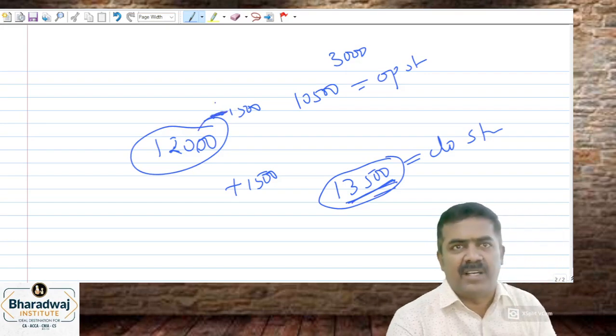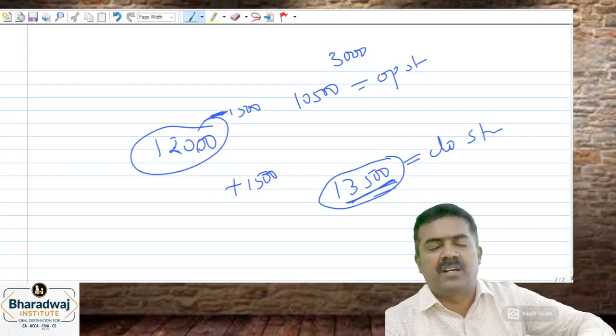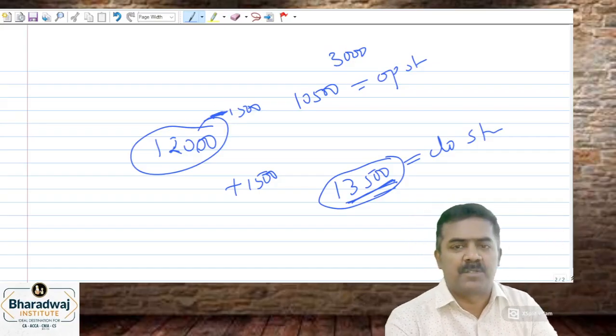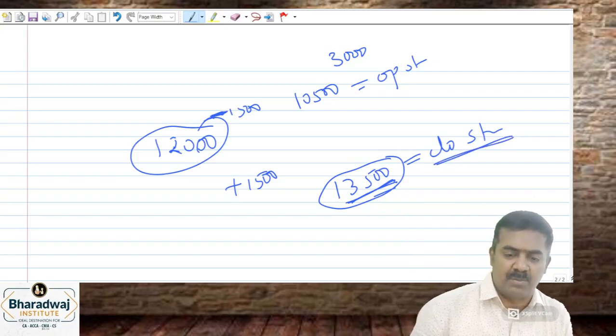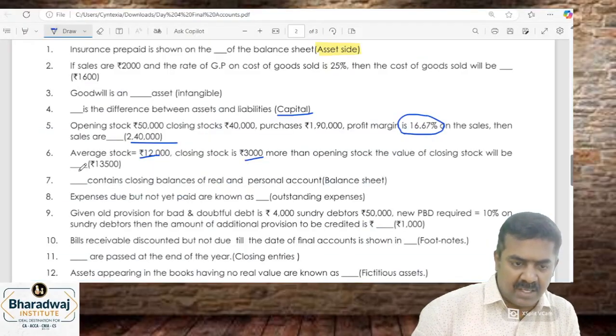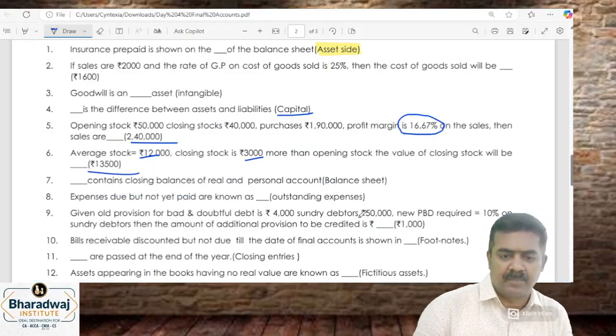Any difference given, say 5,000 — cut the difference, 2,500. Minus gives the lower value, plus gives the higher value. They ask for the closing stock value, which is of course more than the opening stock. So the answer is 13,500.